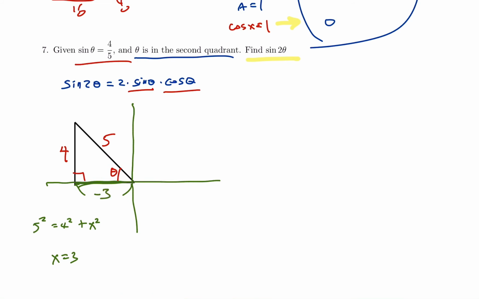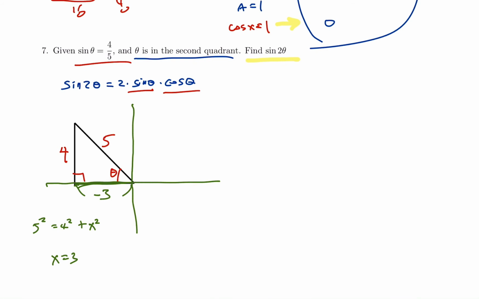Think of the unit circle. In this quadrant, the cosine value is negative. Same here as well, so it must be negative 3. So this tells us that cosine theta is actually negative 3 over 5. If we want to find sine 2 theta, we get 2 times sine theta, 4 over 5, times negative 3 over 5. And multiplying, we get negative 24 over 25.